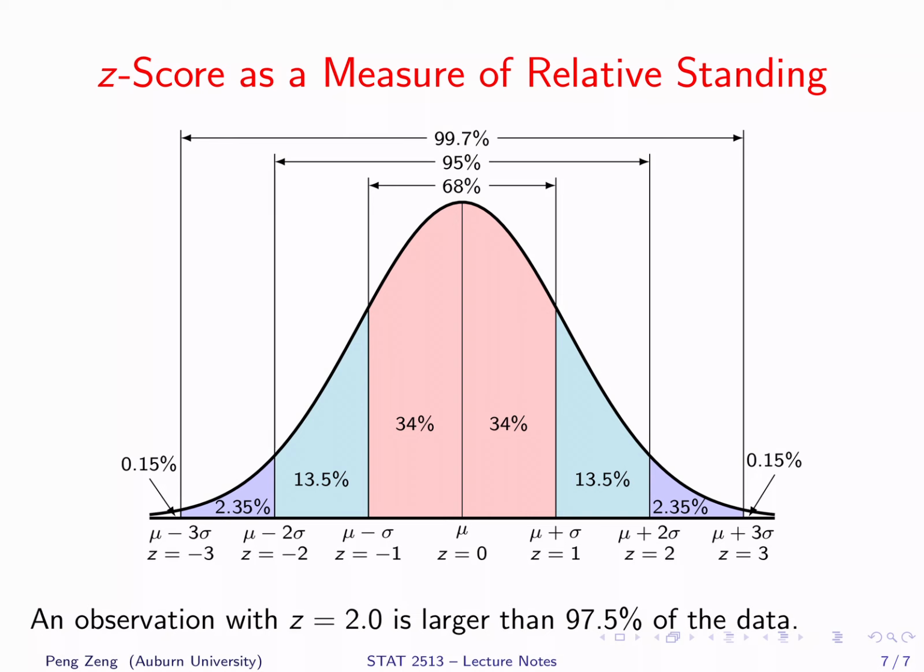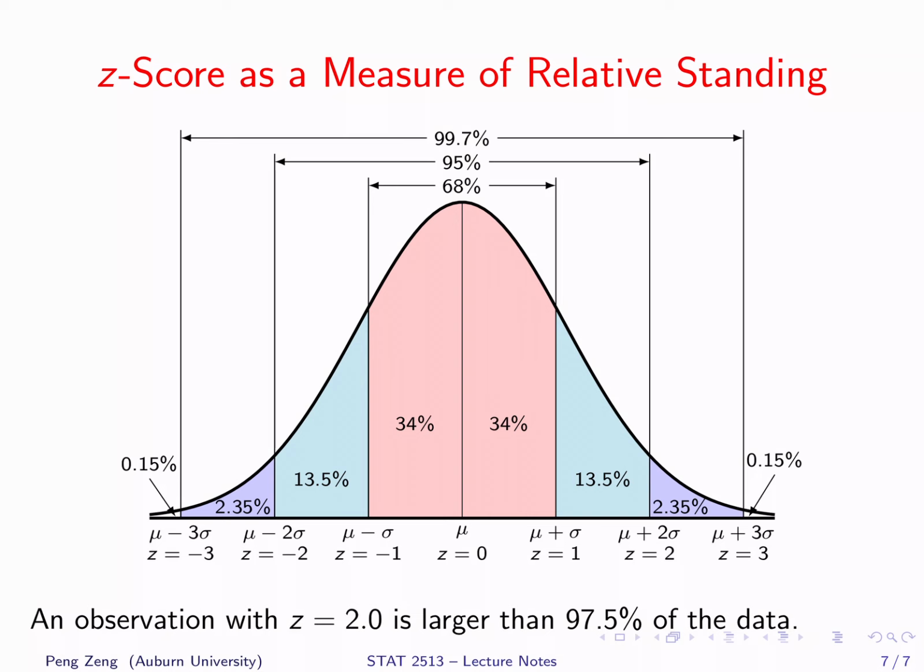Therefore, in terms of the standardized variable, 68% of observations are within -1 and 1. Similarly, we can say that 95% of observations are within -2 and 2 in terms of the standardized variable, and 99.7% of observations are within -3 and 3 in terms of the standardized variable.